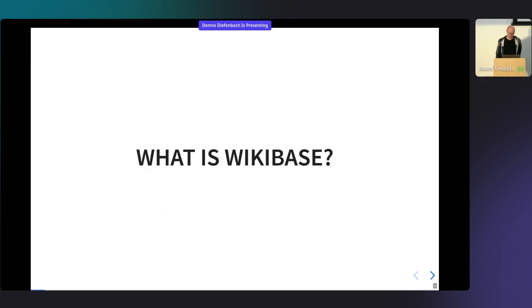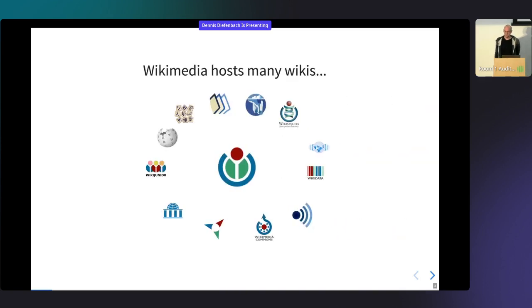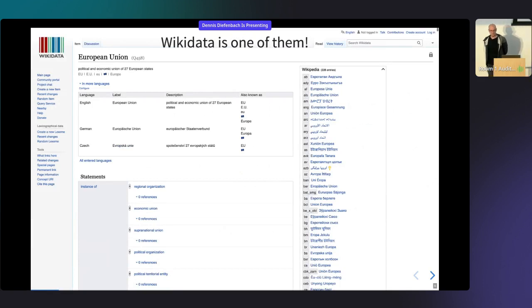So what is Wikibase? The Wikimedia Foundation hosts a lot of wikis. The best known is Wikipedia, but there is Wikivoyage, Wikimedia Commons for images, Wikispecies, and the one that we are interested in is, of course, Wikidata, because it's a knowledge graph. And this is the entry of the European Union. It's Q58 in Wikidata. And when people look at Wikidata, they generally think about the data itself.